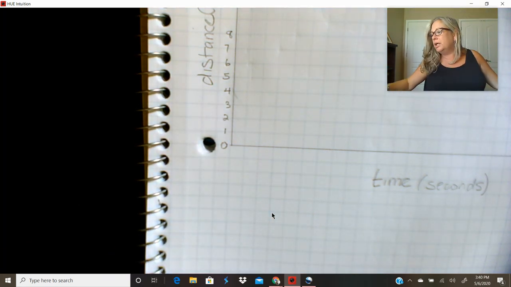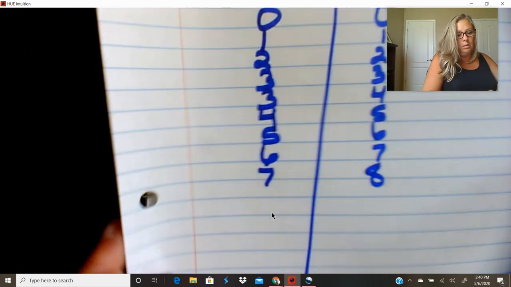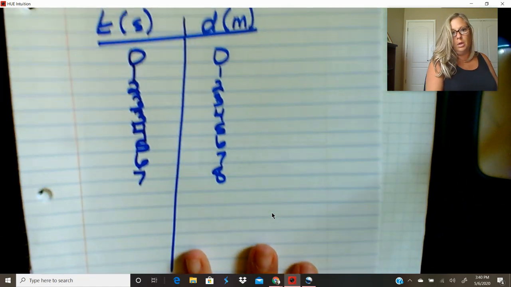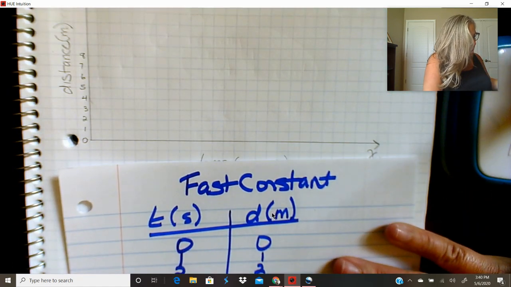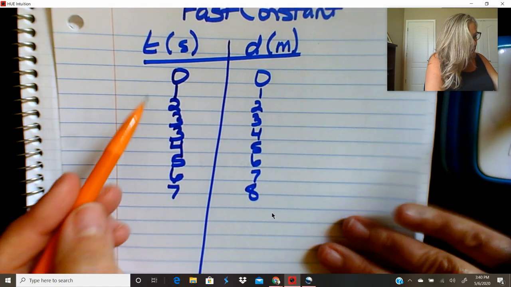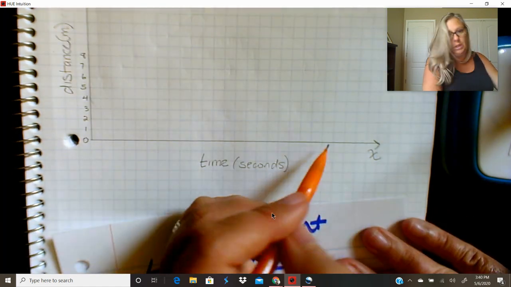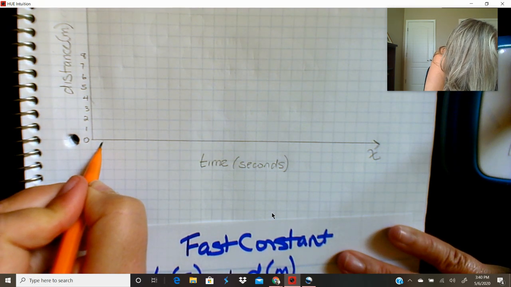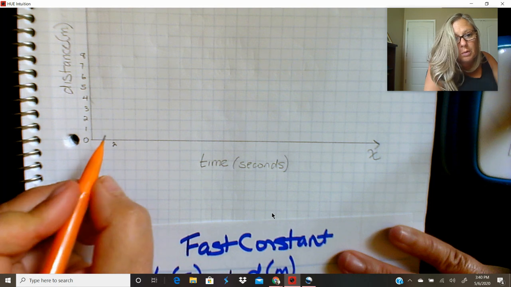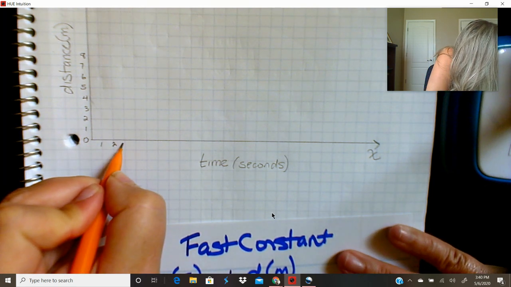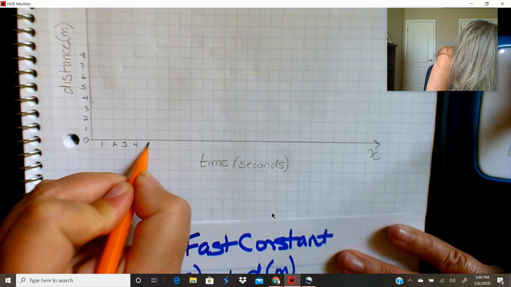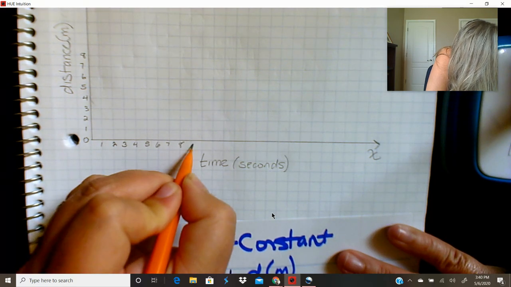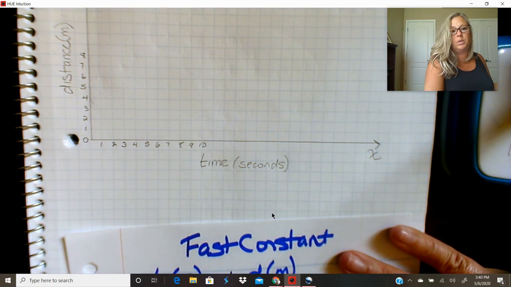Now, my next data table is for the fast constant, which you can see right here. And I already know that, okay, so first of all, it only took us 7 seconds. So I really don't need all of this space right here. So I'm just going to go ahead and put my seconds in. 1, 2, and also writing right on the line, not in the spaces. 3, 4, 5, 6, 7. I might make it go 8, 9, 10, even though I don't need those extra seconds.